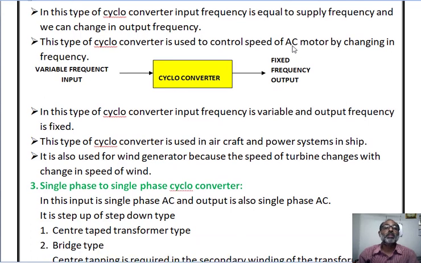Now the second type. In this type of cycloconverter, the input frequency is variable and the output frequency is fixed. This type of cycloconverter is used in aircraft, in power systems used at sea, and also for wind generators, windmills, because the speed of the turbine changes with the change in the speed of wind.